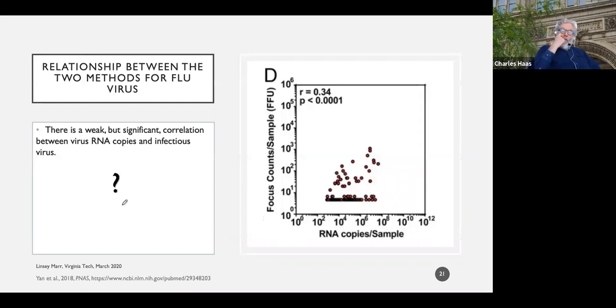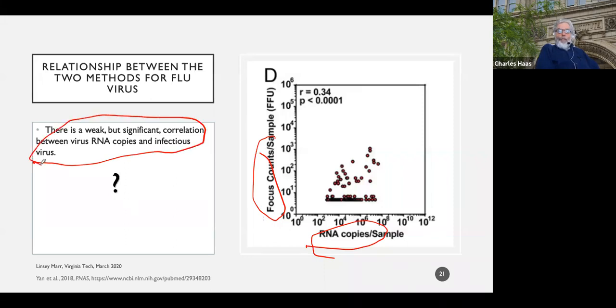So for influenza, there have been measurements of those two results in paired samples. RNA copies per sample on the x-axis, essentially plaque-forming units on the y-axis. Linsey Marr and the original authors of the study, which are Yan, suggested a weak but significant correlation between RNA copies and infectious virus.